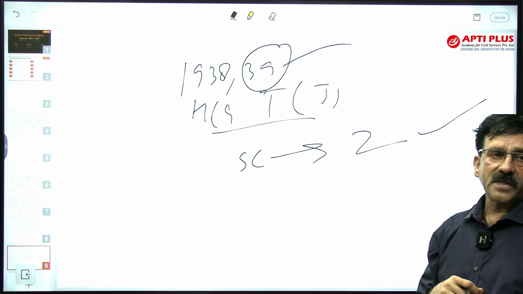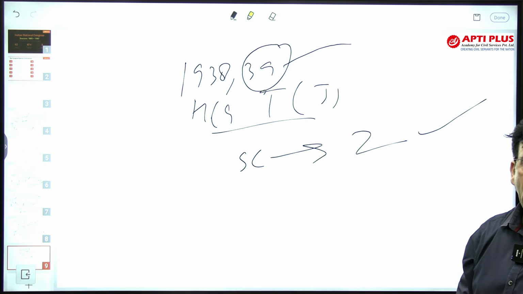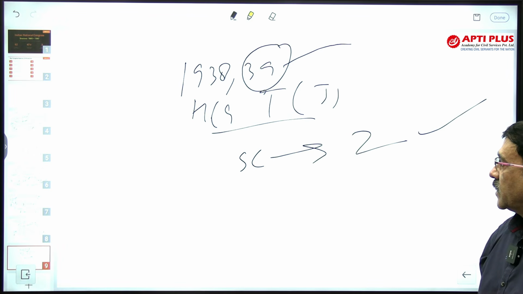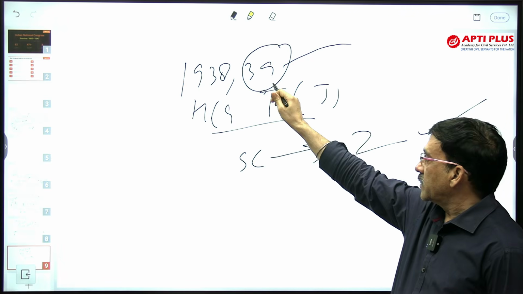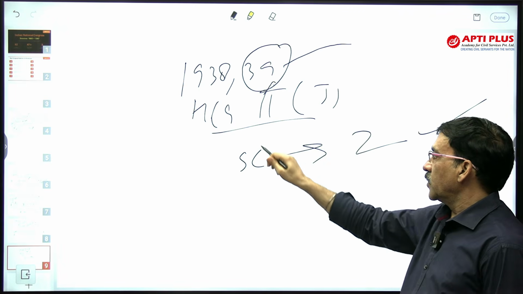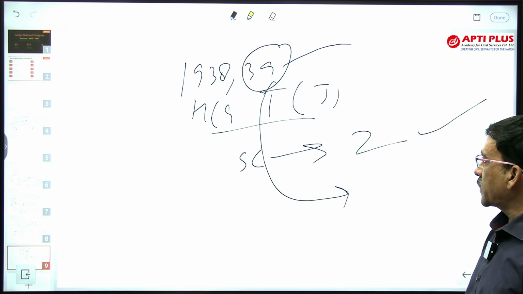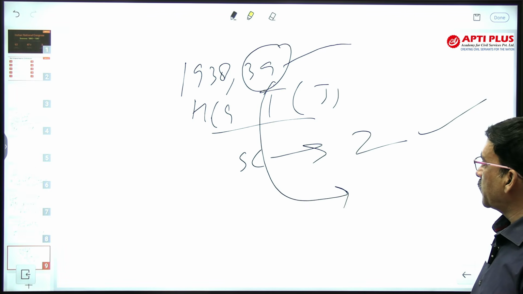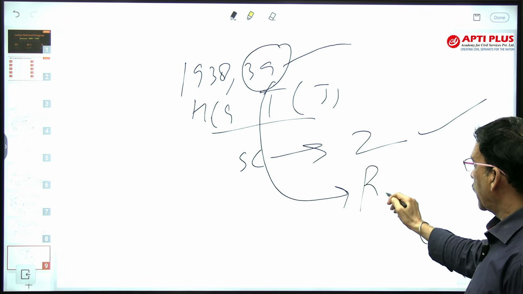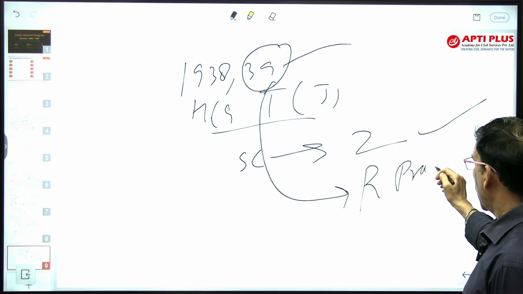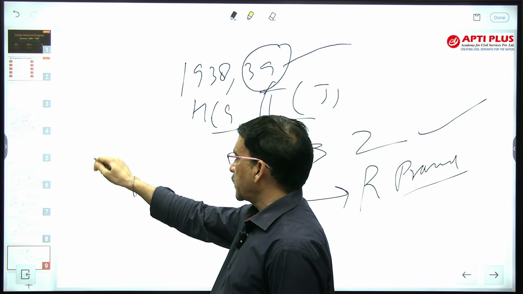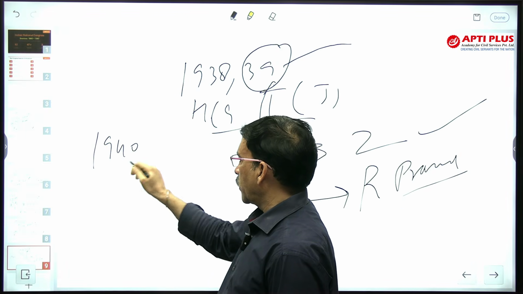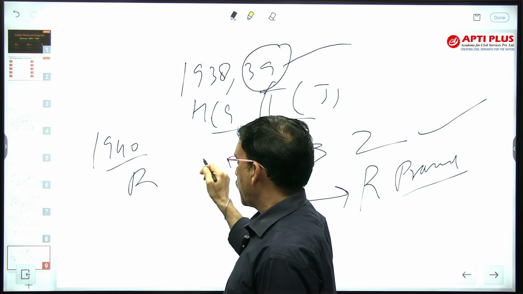But since wide opposition was made and Subhash finally was forced to step down, when he resigned, a question may come: who then succeeded Bose as the interim president? It is Rajendra Prasad. Very important. After this, another session, 1940, is very important. It is going in Ramgarh in Jharkhand.